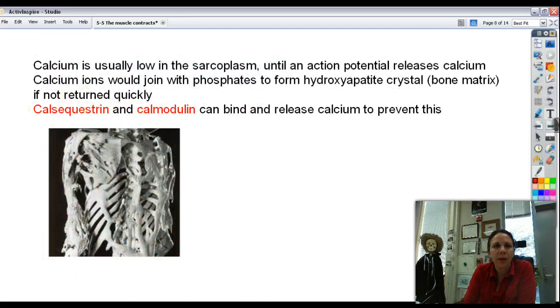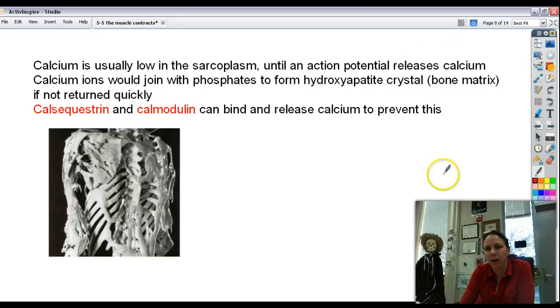Okay. Now, calcium, because it's one of the main players in here, is usually low in the sarcoplasm because most of it's hanging out in the SR. Until, of course, an action potential wave goes by telling them it's time to jump out.